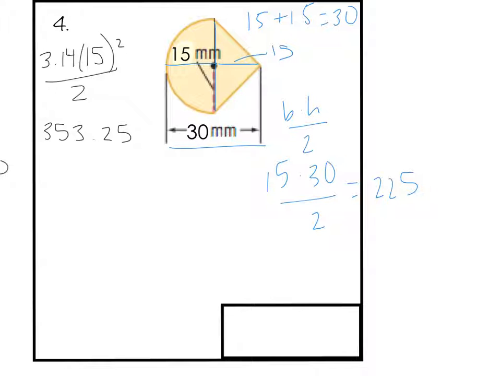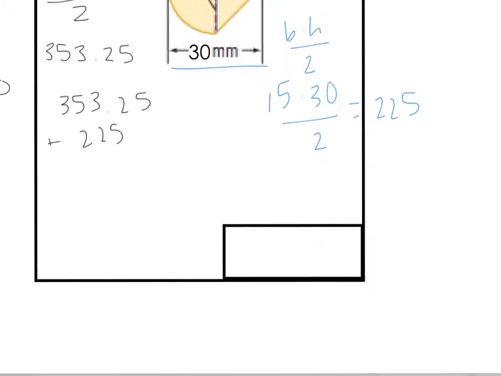So to find the area of this composite figure, it will be 353.25 plus 225, and that added up together gives me 578.25 millimeters squared.